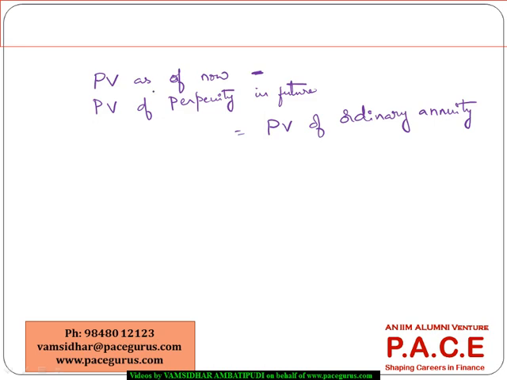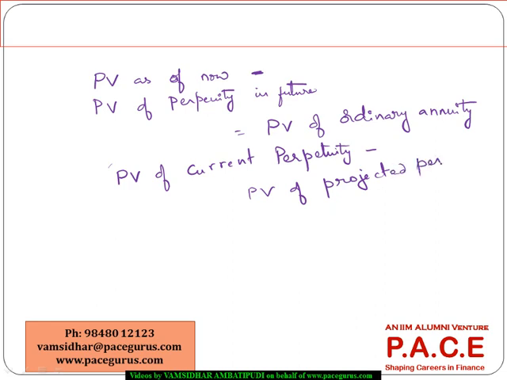39,927 itself. Which means the straightforward way is, if I am trying to find the present value of the current perpetuity minus the present value of the projected perpetuity for a future point in time, where the perpetuity is starting to happen at a future point in time, the subtraction of these two is exactly the present value of an ordinary annuity for the difference between the two periods. This is one more dimension that we need to be comfortable with.